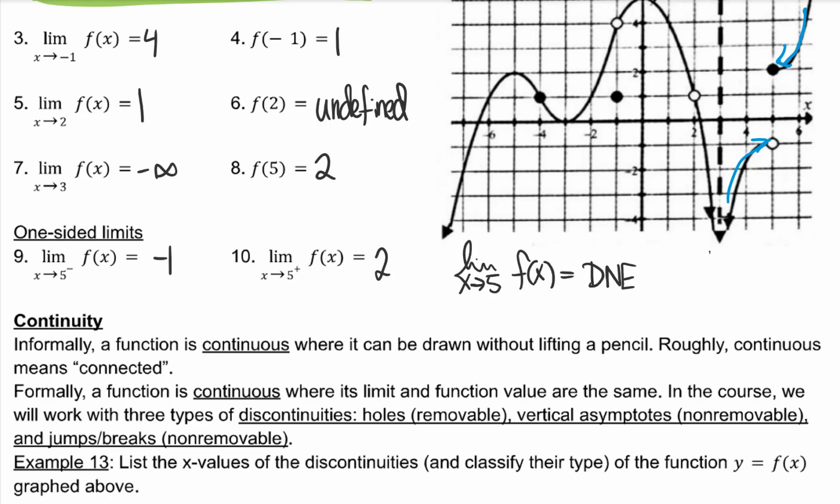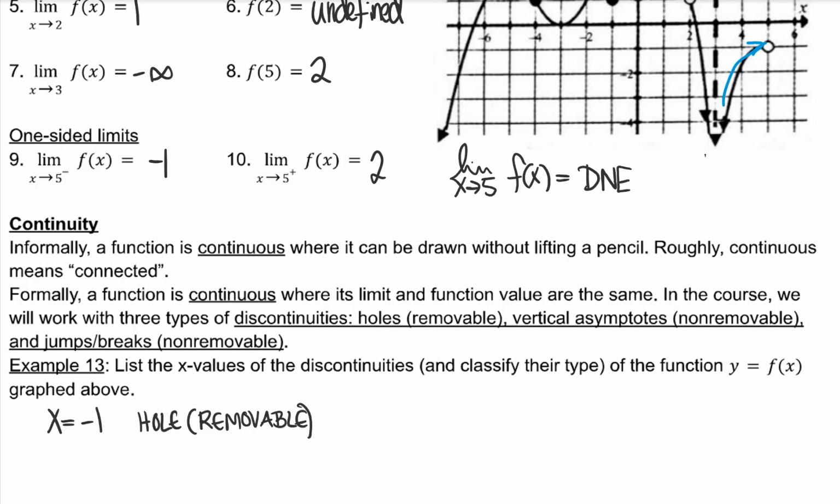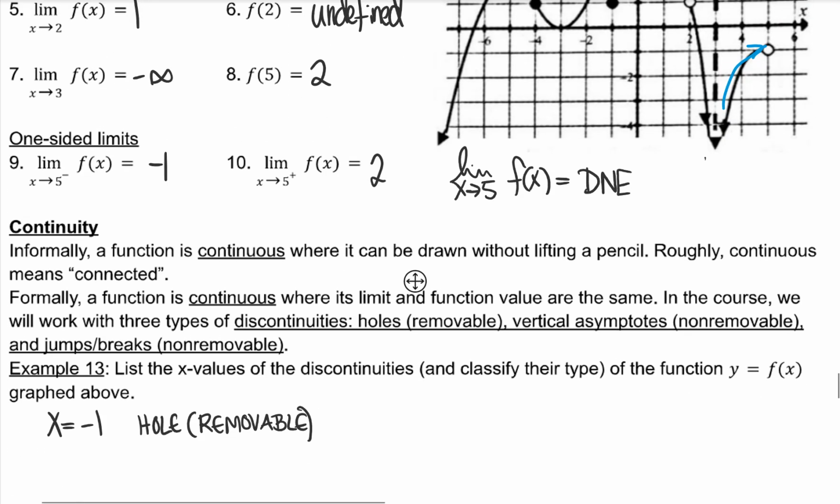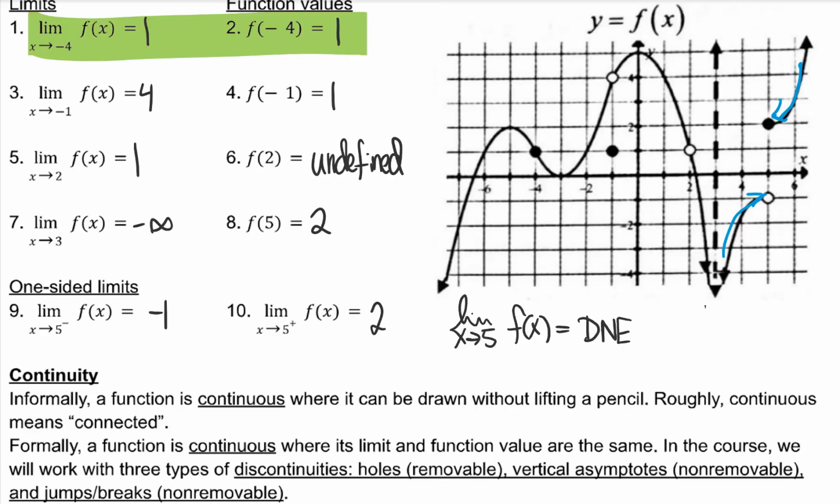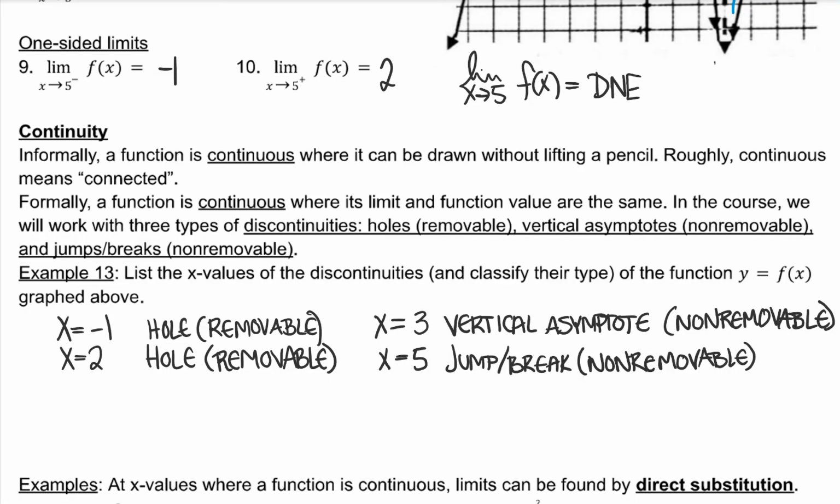List the x values of the discontinuities and classify their type of the function y equals f of x graphed above. All right, we have several discontinuities. A hole is a discontinuity, and so we have a hole at x equals -1. And that would be classified as a removable discontinuity because it is just a hole. We also have a discontinuity at x equals 2, another hole, removable discontinuity. Then we have a vertical asymptote at 3 and a jump or a break at 5. And those would be classified as non-removable.